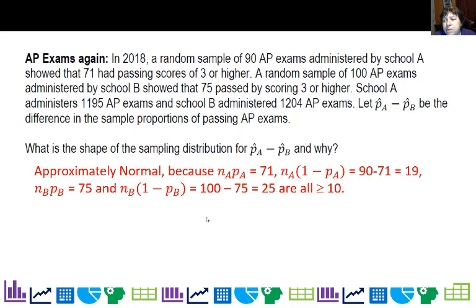Well, we can say it's approximately normal because the large counts condition is met. The sample size A times proportion for A is 71. Now, you're probably going, wait a second, you don't know proportion A. Well, I could go back and calculate it, but remember, it's just the expected number of successes. So I can cheat and just say, oh, 71 succeeded. And then for the failures, it's everybody else, so it's 19. Same thing for School B. All these numbers are greater than or equal to 10, so we can say it's approximately normal.